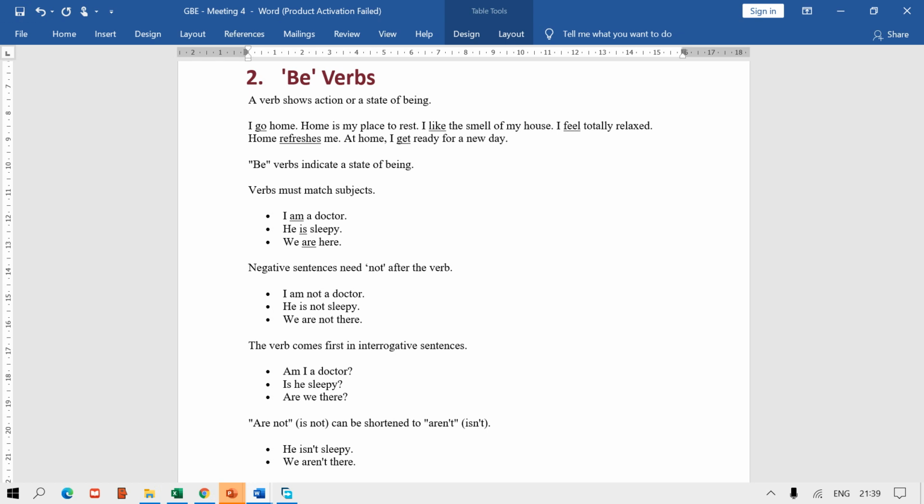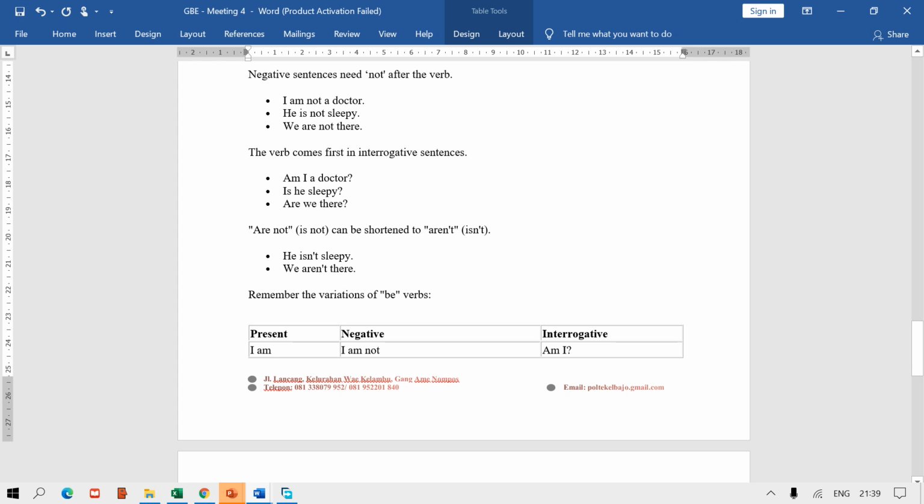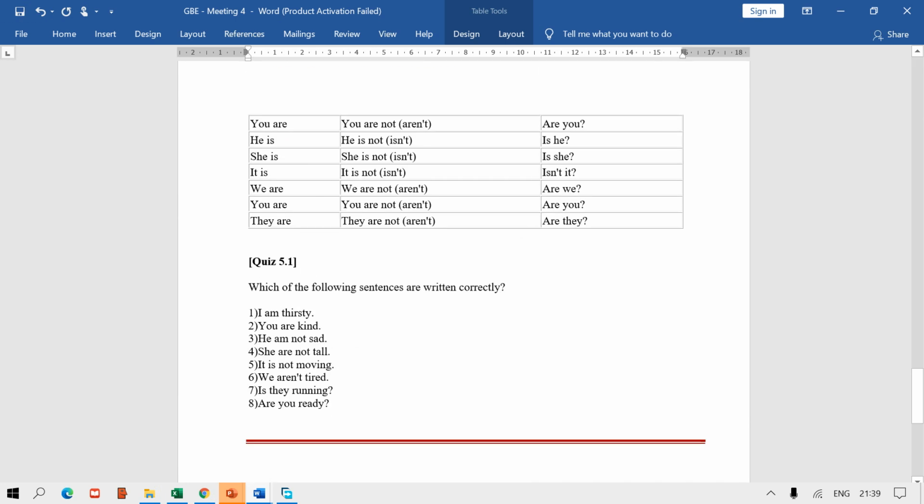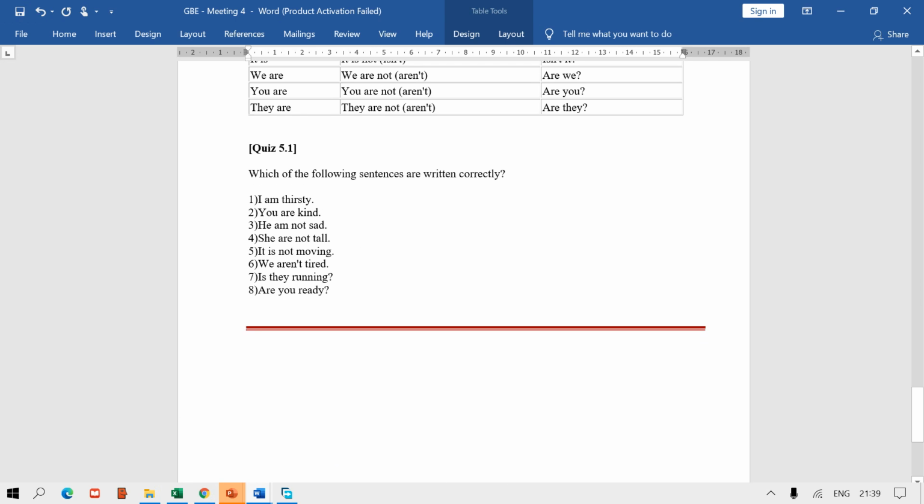I am a doctor. He is sleepy. We are here. The underlined verbs are be verbs for the present. For negative forms: I am not a doctor. He is not sleepy. We are not there. And the verb comes first in an interrogative sentence. Am I a doctor? Is she sleepy? Are we there? Are not can be shortened to aren't. He isn't sleepy. We aren't there. So you can do the various kinds of be verbs, such as I am not and am I questions.